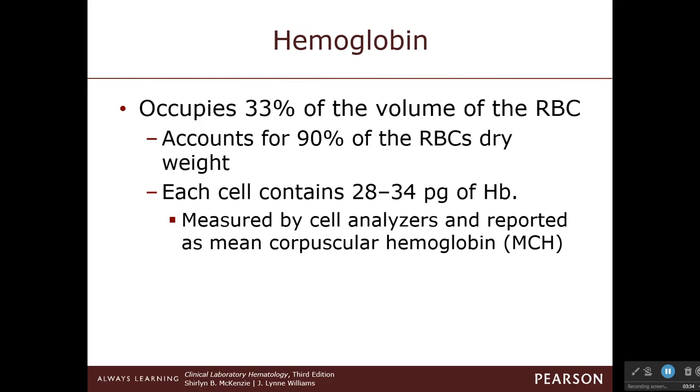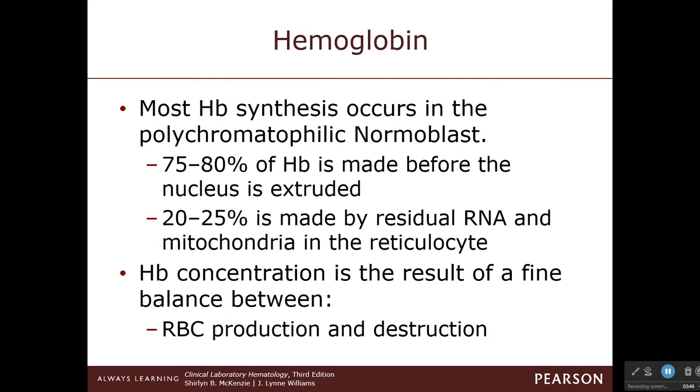We look at the MCHC for hypochromia and normochromia and spherocytes. Okay. All right. So most hemoglobin synthesis occurs in the polychromatophilic normoblast, which is also the rubricyte. Pretty sure those are the two same ones. About 75 to 80% of it is made there.